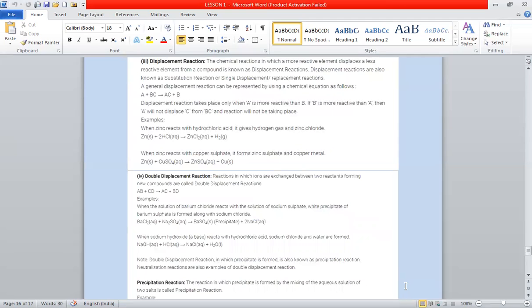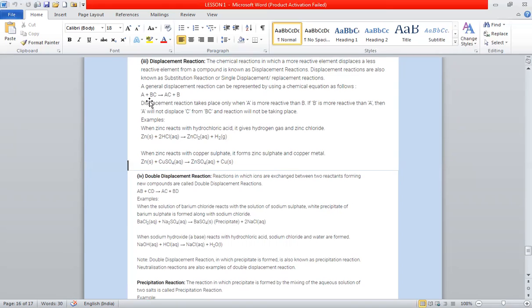The chemical reaction in which a more reactive element displaces a less reactive element from its compound, or we can say from its salt solution, is termed a displacement reaction. Displacement reactions are also known as substitution reactions or single displacement reactions. In general, a displacement reaction can be represented by a chemical equation.